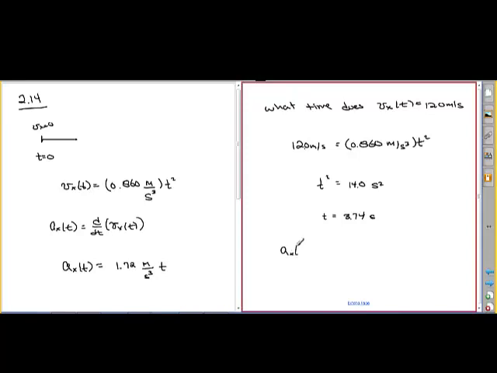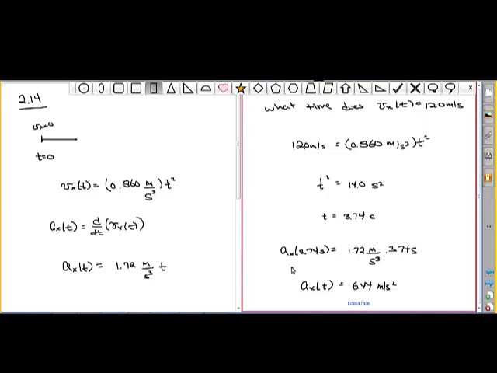So the acceleration in the x direction at 3.74 seconds is just 1.72 meters per second cubed times 3.74 seconds. And I get 6.44 meters per second squared. And that's what we were looking for.